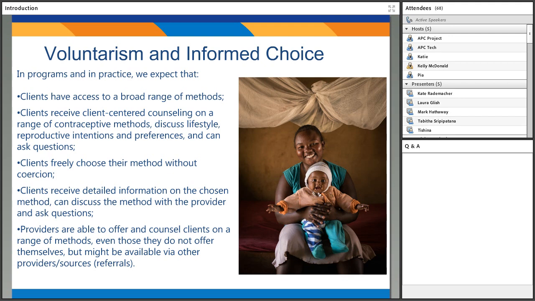And though we're going over one category of methods, all of this is really embedded in voluntarism and informed choice. Of course, in programs and in practice, we expect that clients have access to a broad range of methods. Clients receive client-centered counseling on a range of contraceptive methods, discuss lifestyle, reproductive intentions and preferences, and can ask questions. Clients freely choose their method without coercion. Clients receive detailed information on the chosen method, can discuss the method with the provider and ask questions. Providers are able to offer and counsel clients on a range of methods, even those that they do not offer themselves but might be available via other providers or resources.